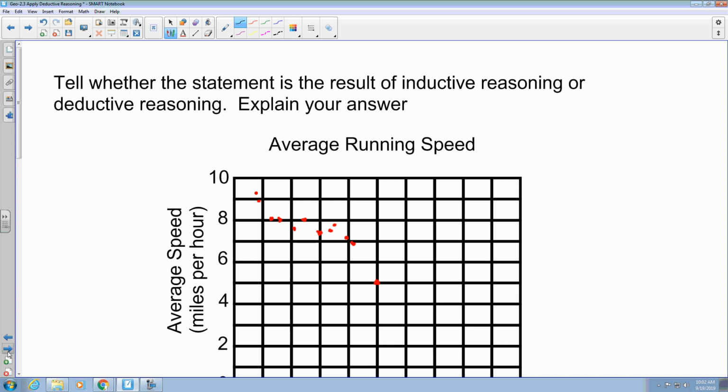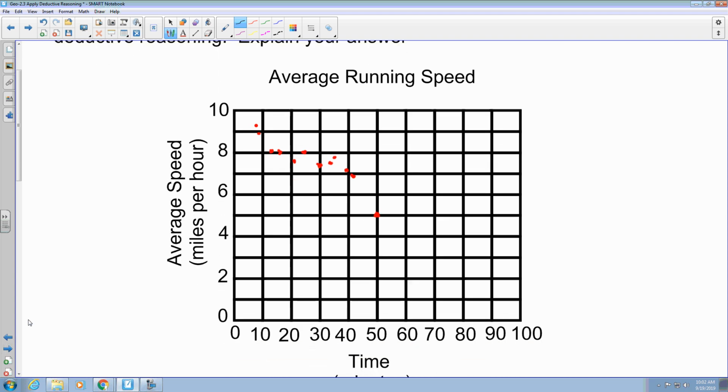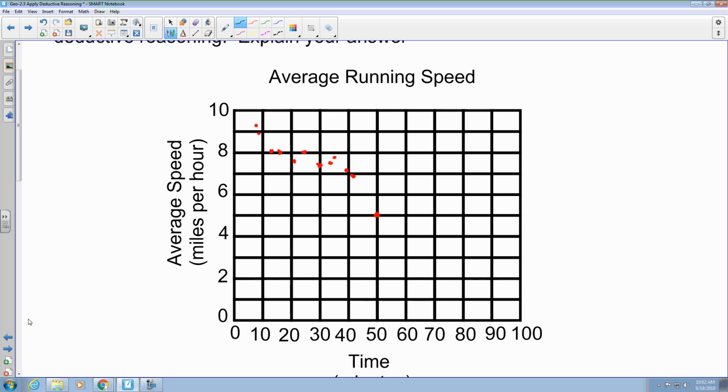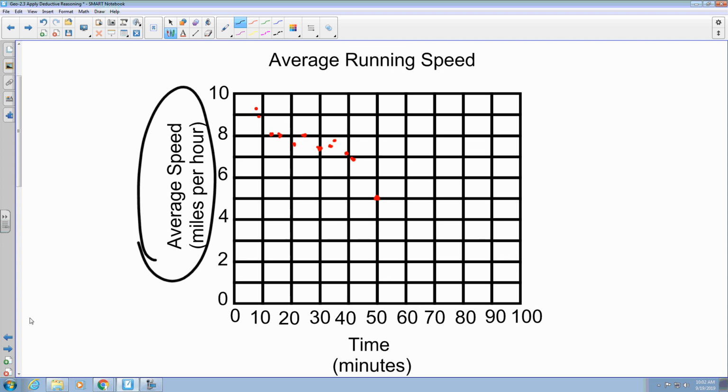So the final page here, it says, tell whether the statement is the result of inductive reasoning or deductive reasoning, and explain. So what we have here is a diagram and it says average running speed, where on the left it talks about average speed in miles per hour, and below it talks about time in minutes.